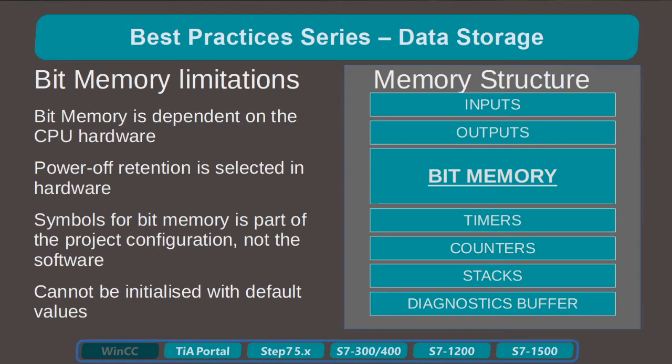The symbols for the bit memory are part of the project configuration. They're not part of the software, and that's a problem. And bit memory cannot be initialized at startup with default values, like a database can. So if you need to put default values in bit memory, you need to specify that in OB100.